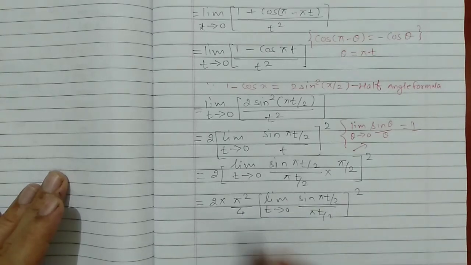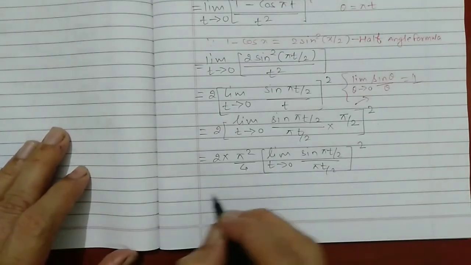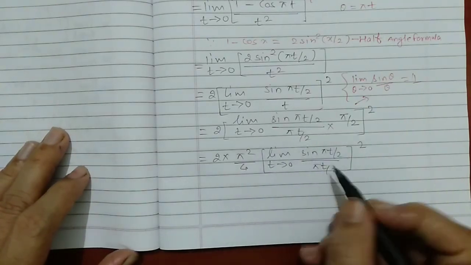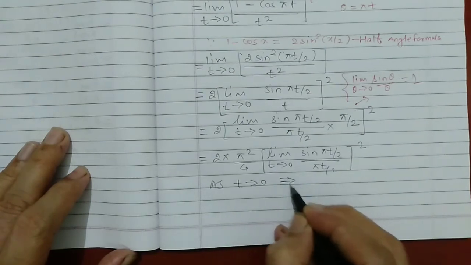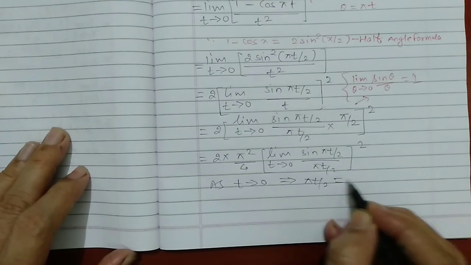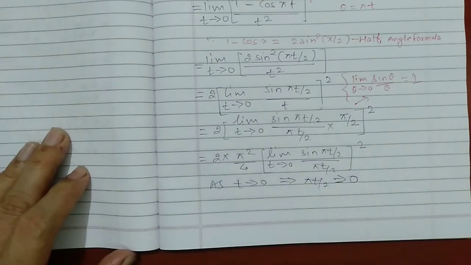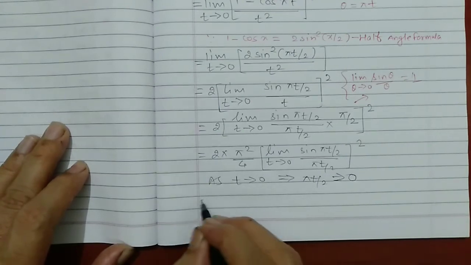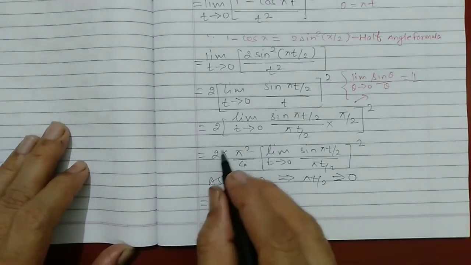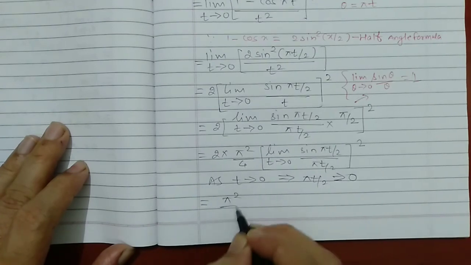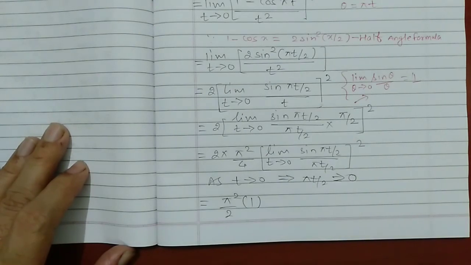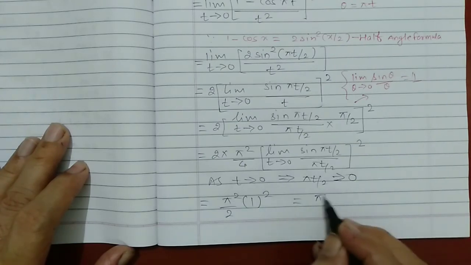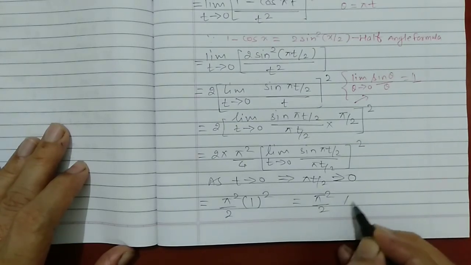But this part is 1 as t tends to 0, as t tends to 0, this implies pi t by 2 also tends to 0. So therefore this is equal to, 2 gets cancelled, so pi square by 2, this is 1 the whole square, which is equal to pi square by 2. This is the final answer.